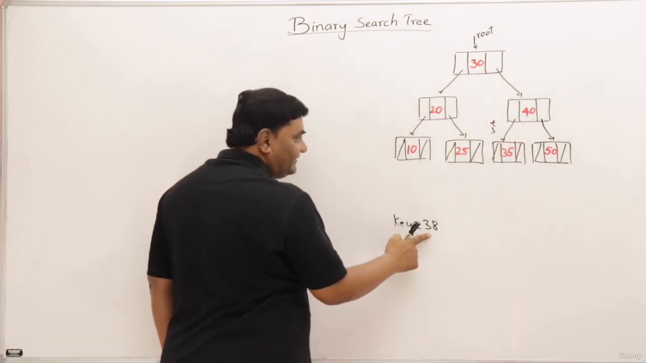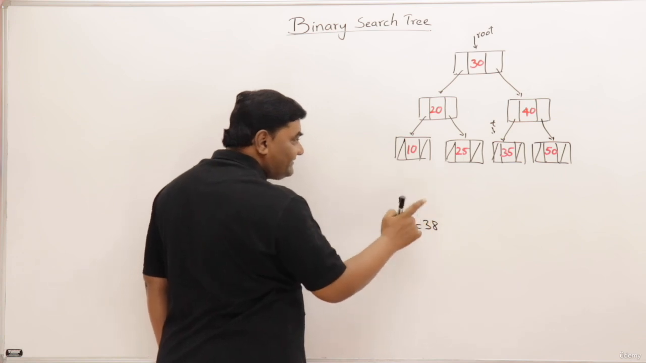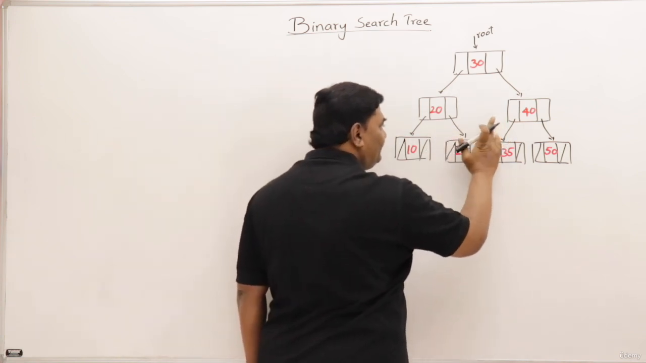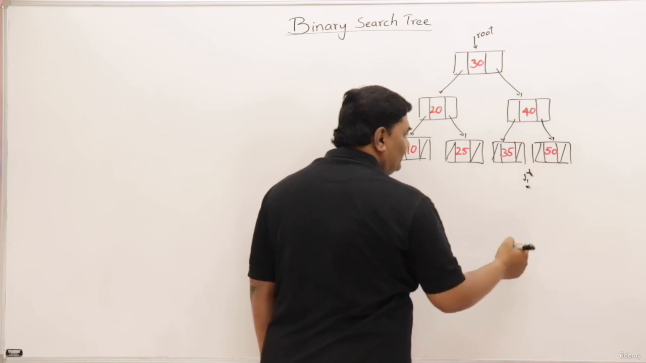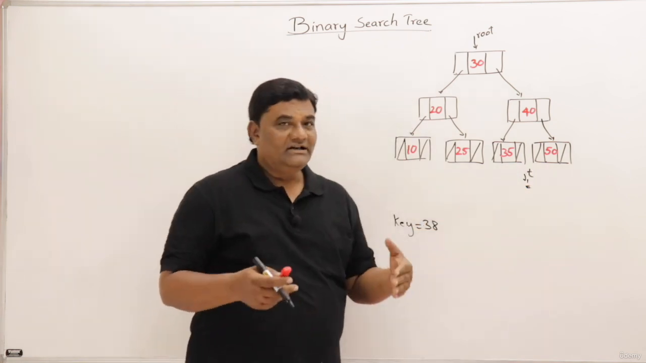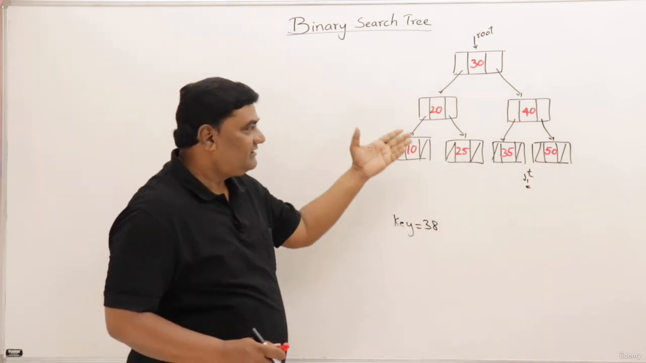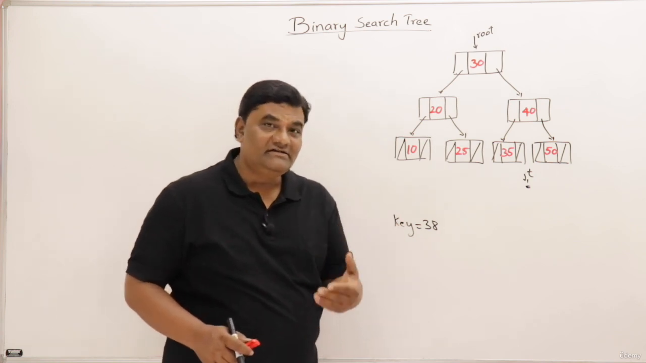35 and 38, is it equal? No, 38 is greater than this one, so move T to the right hand side. So T became null, which means the element is not there. 38 is not there in the binary search tree, so we can insert it.